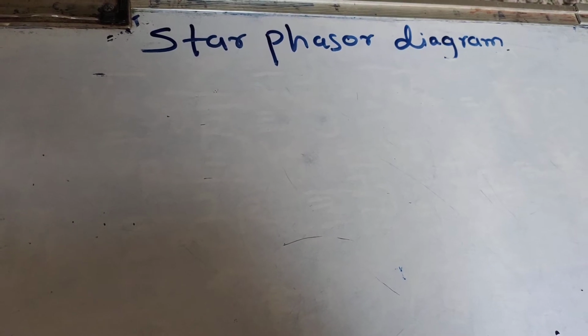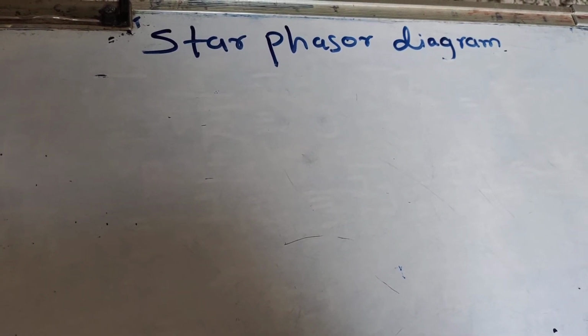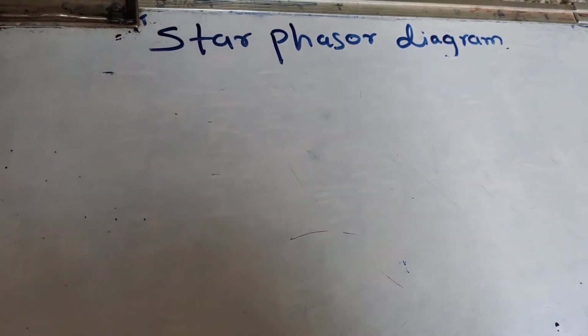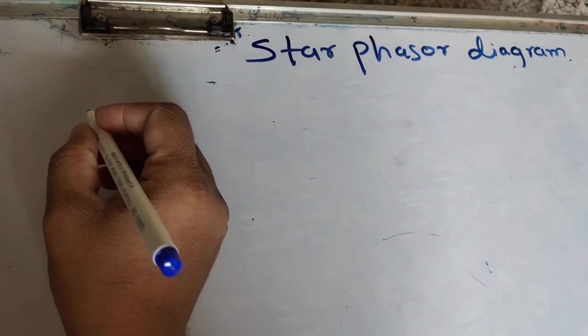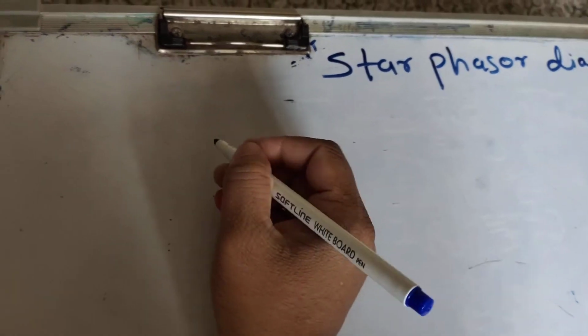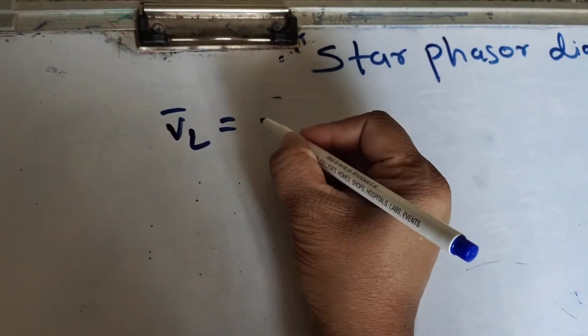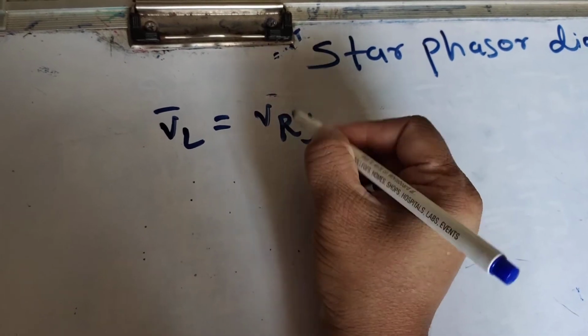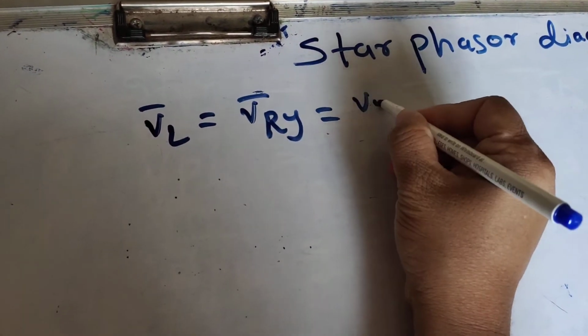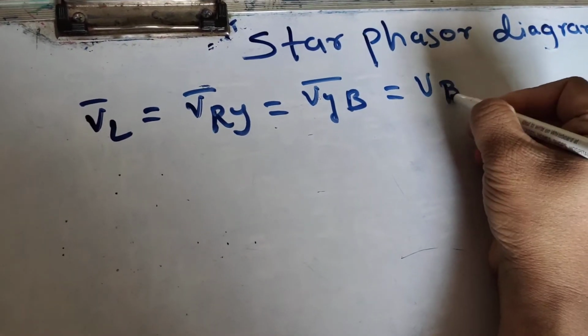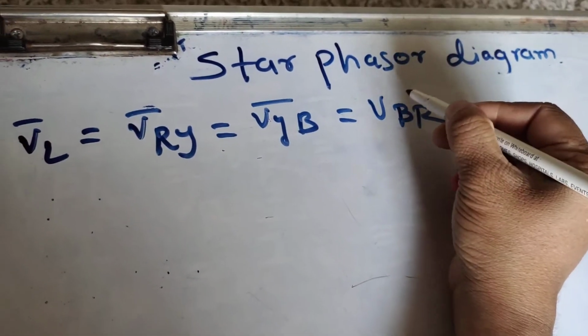This is YOE. Today we are going to learn to draw the star phasor diagram. We know the relation for the star phasor diagram, that is VL bar is equal to VRY bar, VYB bar and VBR bar.